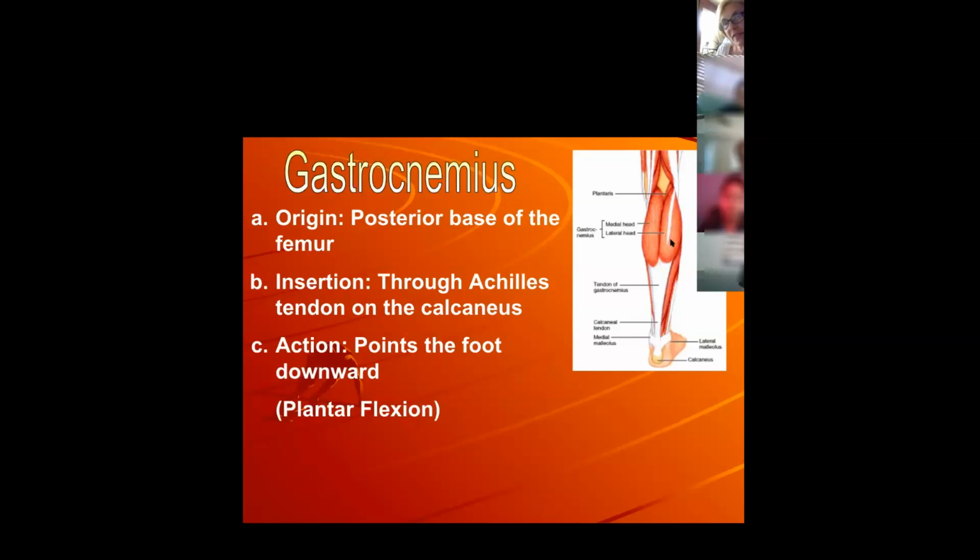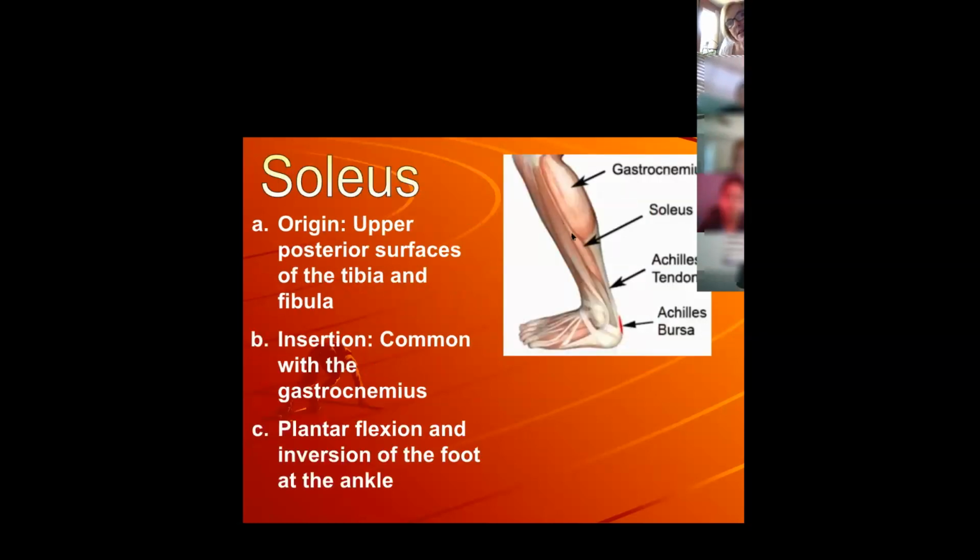Along with that, deeper than the gastroc, here's your gastroc, soleus you see as a V on either side. So further down, distal to that, we're going to see the soleus extending below the belly of the gastroc. So it originates on the backside of the tibia and fibula, and then it's also going to insert through that Achilles tendon on the calcaneus. So when I pull that tendon, it's going to cause me to point my toes or to stand on my toes. Dancers are probably really quite familiar with their gastrocs and their soleus because they point their toes a lot. So also an inversion of the foot at the ankle.